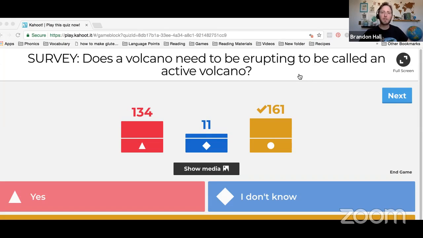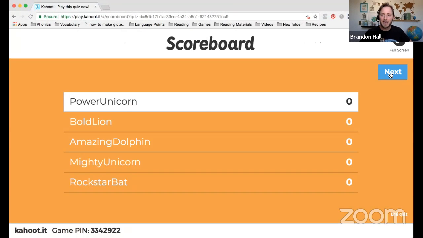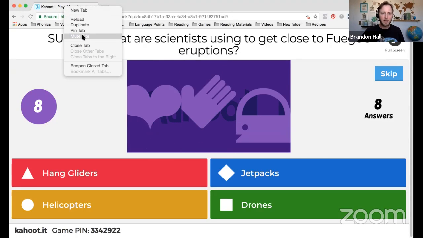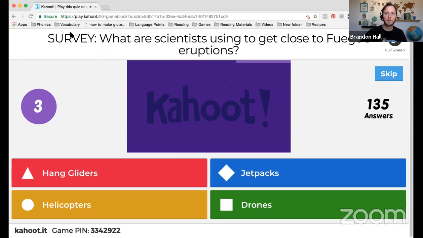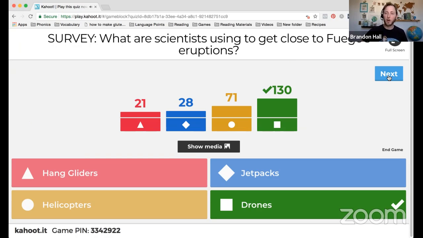All right, so we're going to go ahead and launch our last survey question over on Kahoot. So Volcan Fuego erupts so often and currently, it's hard to get up there and study it. So what do you guys think? What are scientists using to get close to Fuego's eruptions? Hang gliders, jetpacks, helicopters, or drones? All right, drones is the correct answer there.